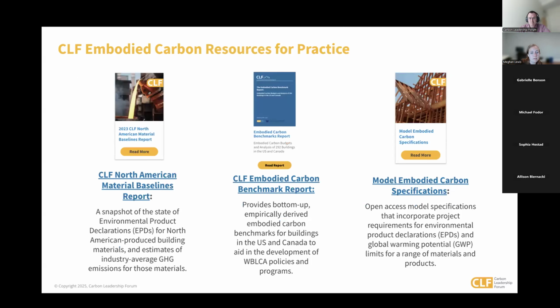And then I'd say these are three of our top resources for practitioners that get a little more into the weeds. I already talked about the material baselines and benchmark report. Also really recommend our model embodied carbon specifications. Those were developed with Washington State for their Buy Clean, Buy Fair, but they're applicable everywhere. They incorporate project requirements for EPDs and for global warming potential limits for concrete, steel, and wood products that could be plugged right into specifications.